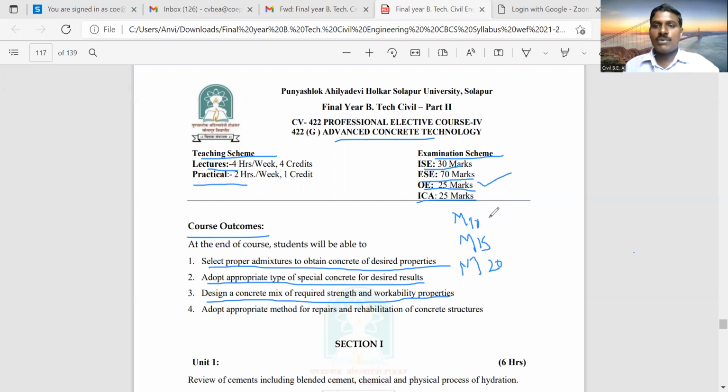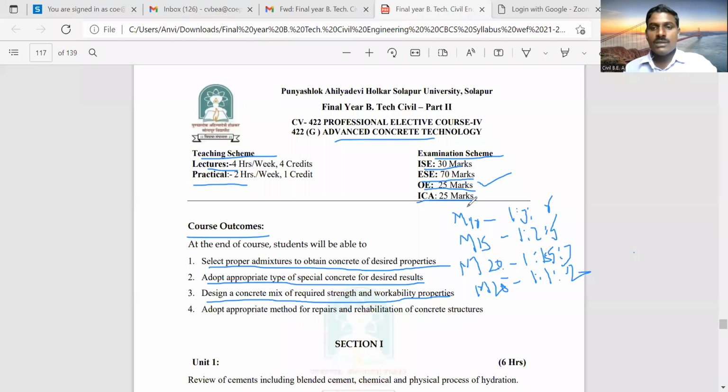So these are the grades of concrete, and there are proportions for them. For M10 concrete, a 1:3:6 proportion is used. For M15 concrete, 1:2:4. For M20 concrete, 1:1.5:3. Likewise, for M25, the proportion is 1:1:2. So up to these four grades, we can use these proportions.